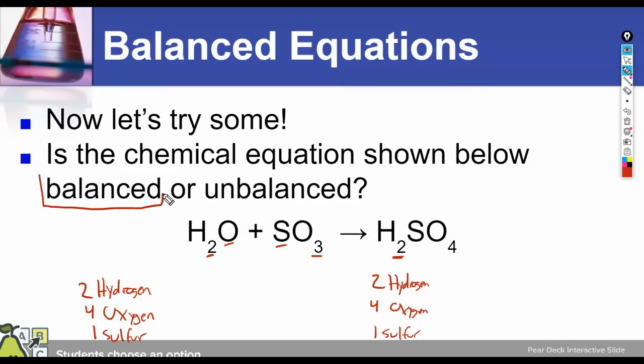It is balanced. Okay, so in other words, when I mix H2O, which is water, with SO3, which is something called sulfite, I believe, then I actually get H2SO4, which if I'm not mistaken is actually sulfuric acid, which is quite dangerous. But that's basically what this chemical equation is showing. Okay, so pause it there and make sure you add that to your notes.